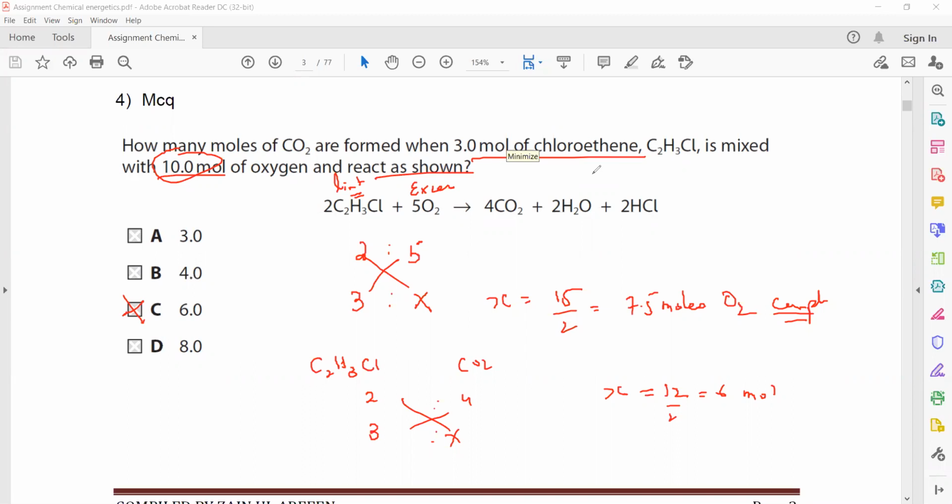Whenever both reactants are given, we always use the limiting reagent. So the first step should be finding the limiting reagent, and from the limiting reagent you will find the desired product.